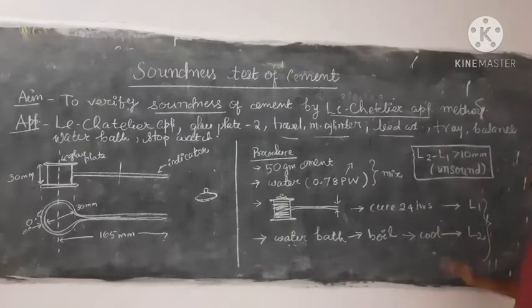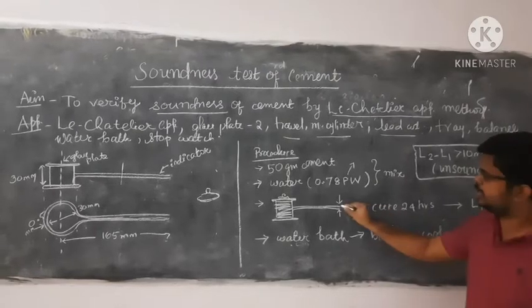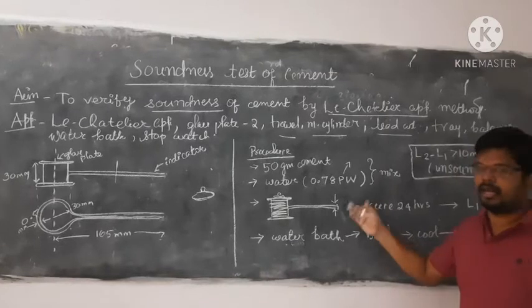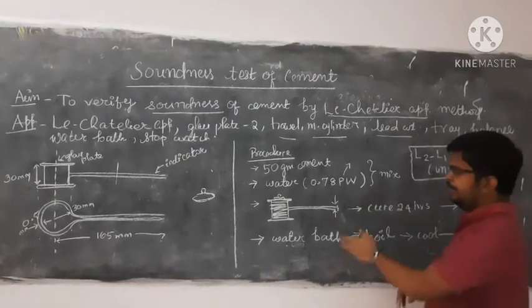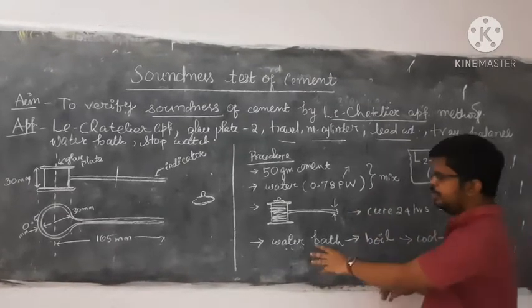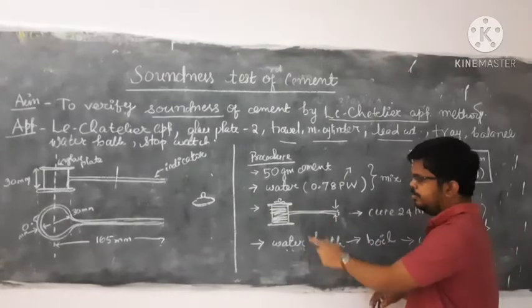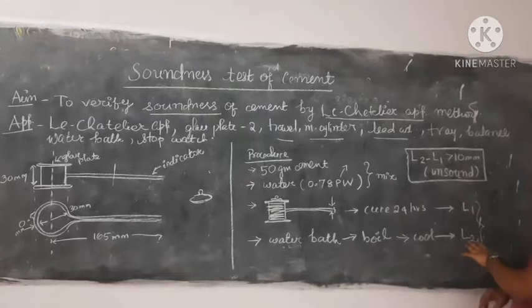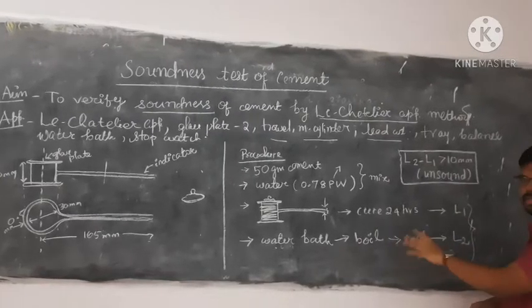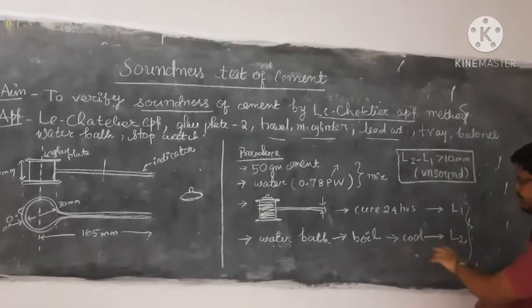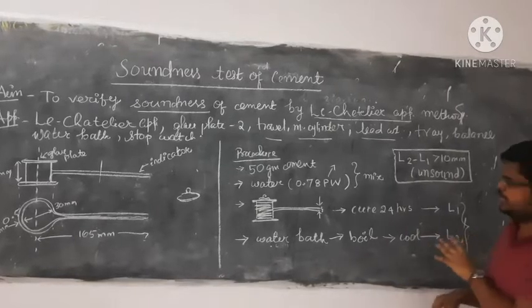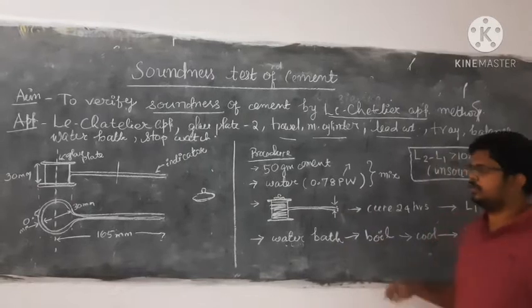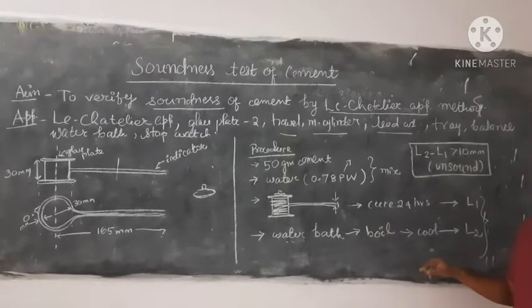What is L1? After 24 hours, we will measure the gap between these two indicators. That is L1. After this step, we will put this system in the water bath. We will boil it for 3 hours, and then we will measure L2. What is L2? L2 is the gap between these two indicators after the water bath and cooling process.